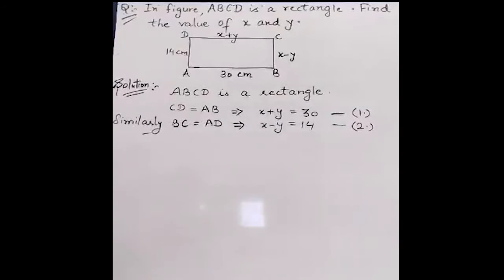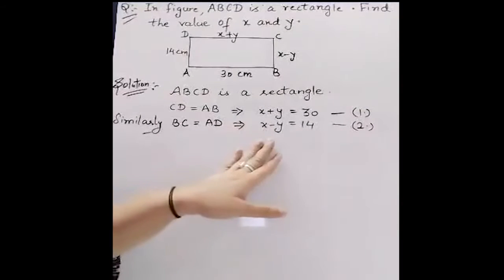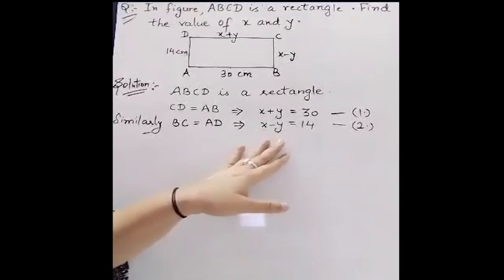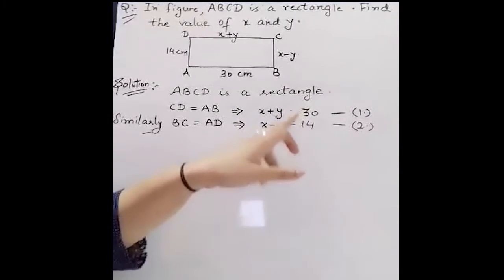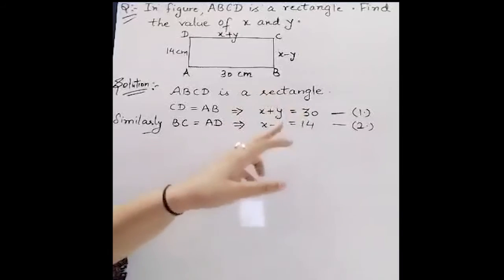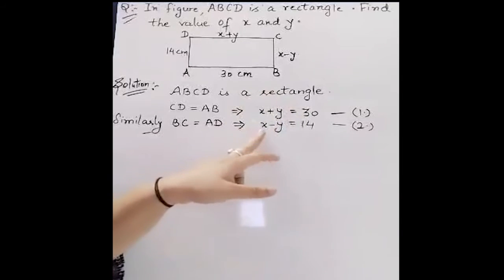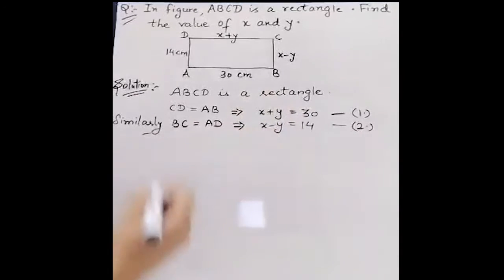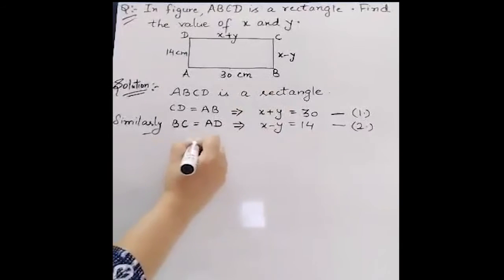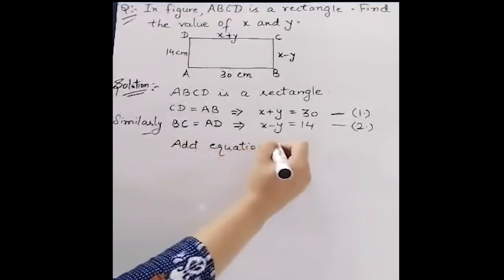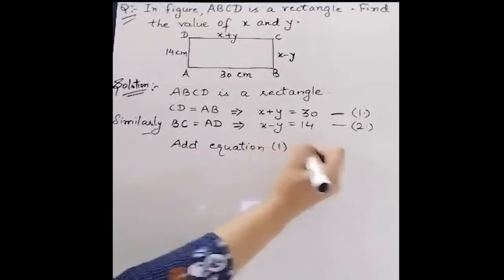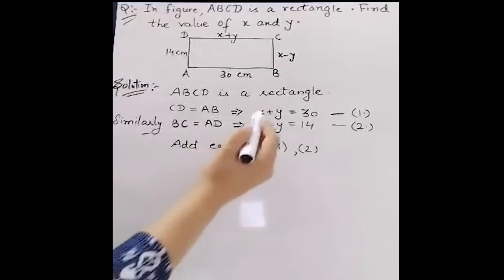Now, we have to solve this question for X and Y. We have to find the values of X and Y. So, how we will find it now? Now, we have these two equations. Add these two equations. When we add these two equations, we will get the value of X. So, I'm going to add it. Add equation 1 and 2. We add the equations.